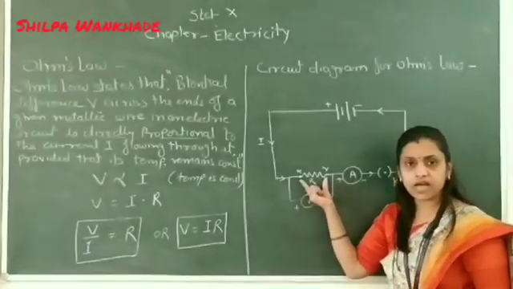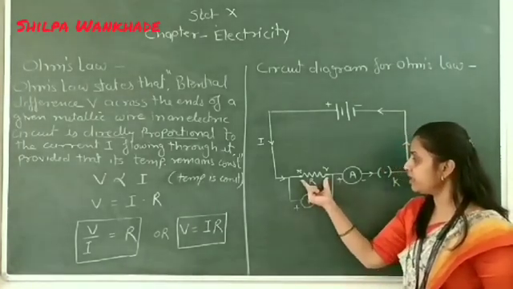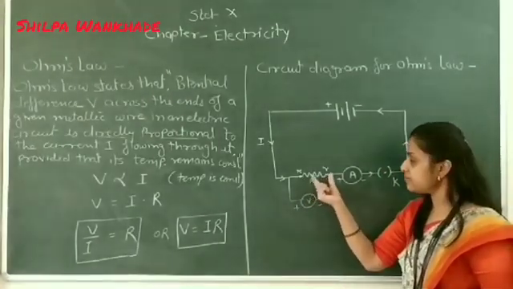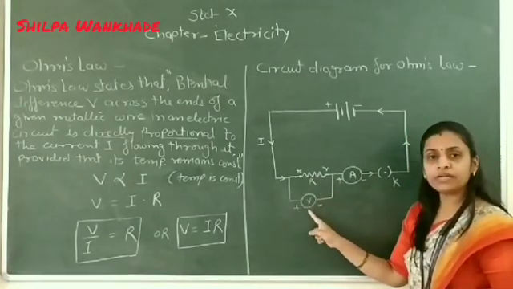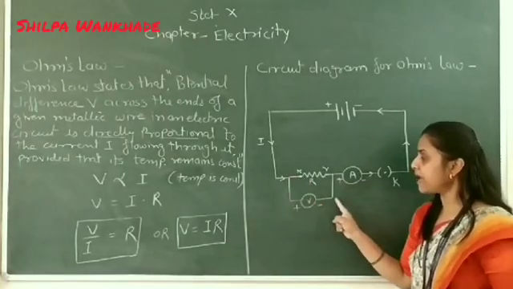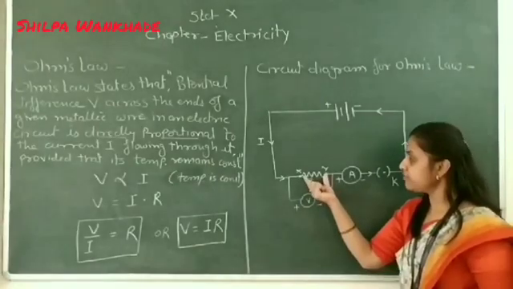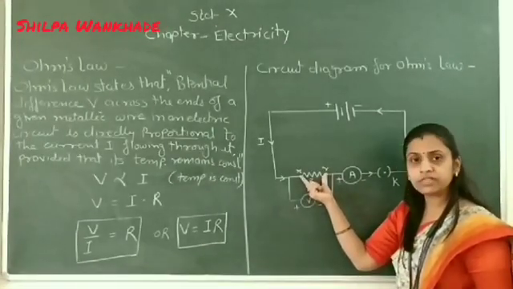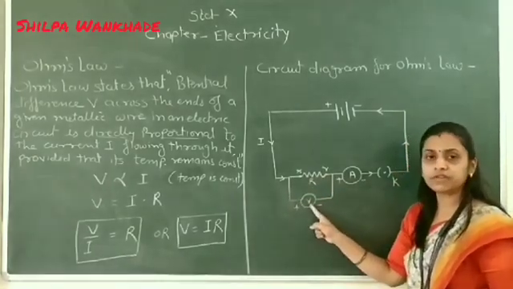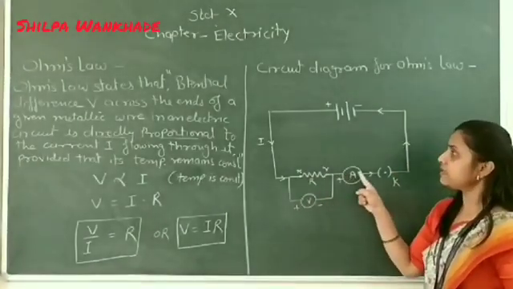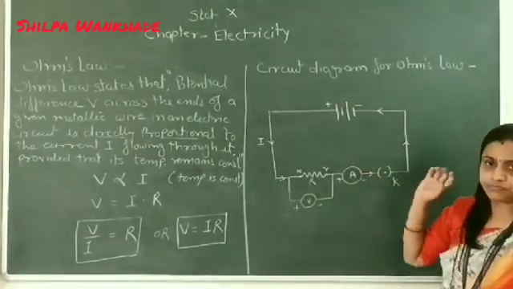Between X and Y, we join the metallic wire through which we have to find how much current is flowing, and that metallic wire has some specific resistance, therefore we denote it as R. Then the voltmeter is always connected in parallel to the given component, because we have to measure the potential difference between the two ends of the conductor X and Y. Therefore, the voltmeter is connected in parallel and the ammeter in series. So this is the circuit diagram for Ohm's law.